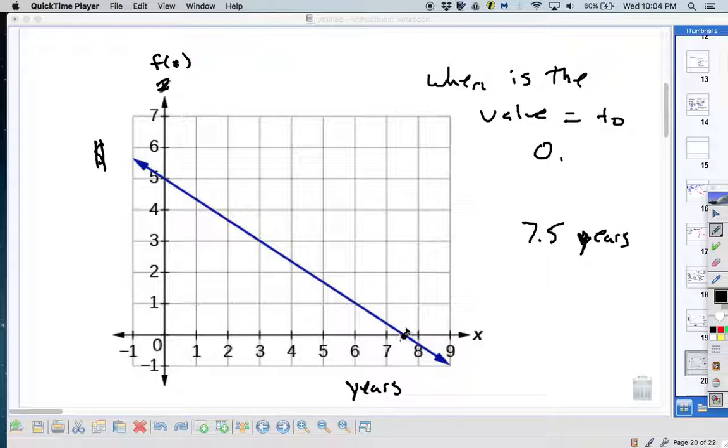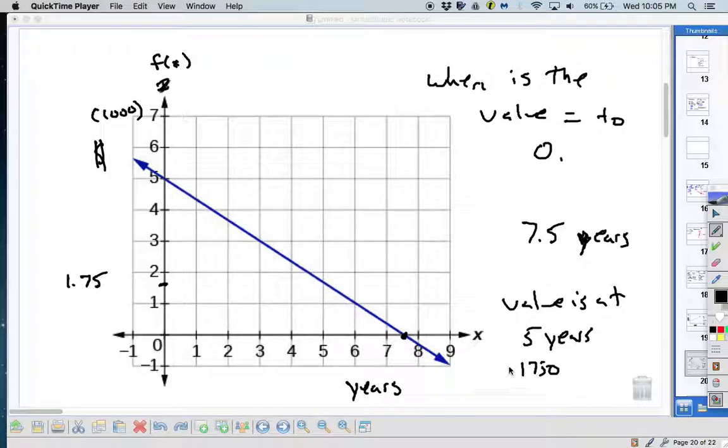So there's nice things that you can ask for this by just reading the graph. So at 7.5 years, this car has no value. We could find out what its value is at, I don't know, say 5 years. So at 5 years, we go on up and we go across. And let's say this is at, I don't know, about 1.75. So remember, this was in thousands. So this is going to be 1.75 thousand or $1,750. So that's how you could do it.